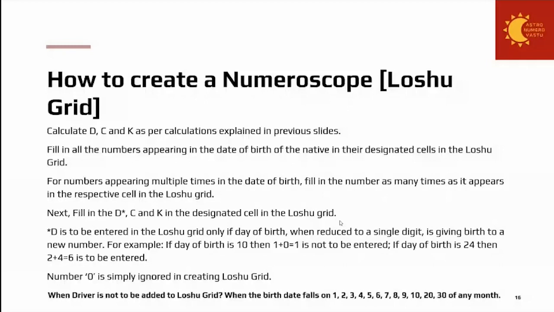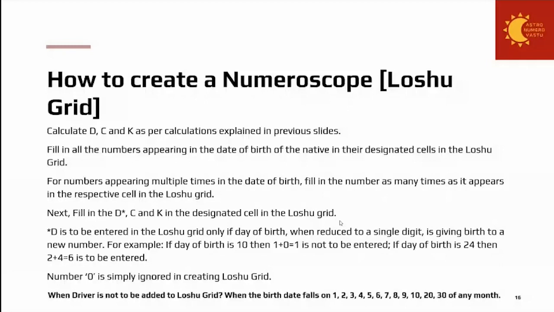For the rest, whatever numbers are coming in the date of birth, you have to simply add them to the Loshu grid. The conductor and KUA number also, you simply place them in the Loshu grid in the designated cells. Only for the driver, you have to be careful that if the date of birth lies between 1 to 10, or is the 20th or 30th, then you don't need to add the driver.